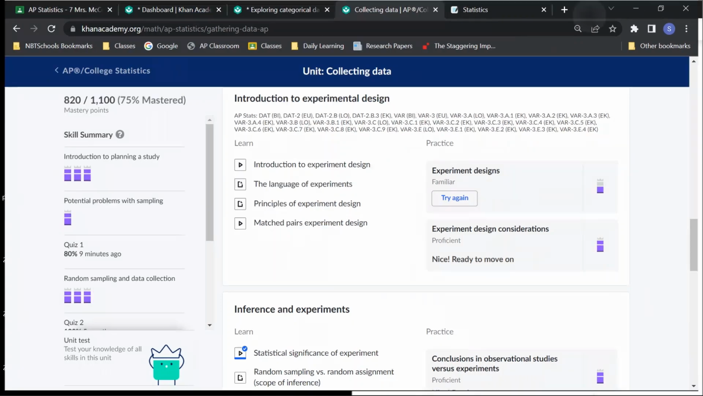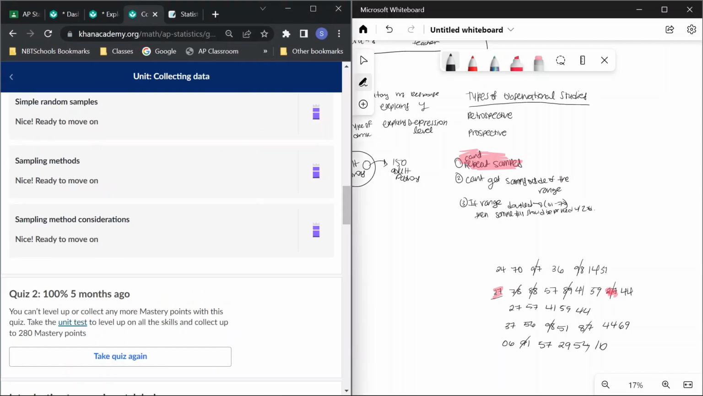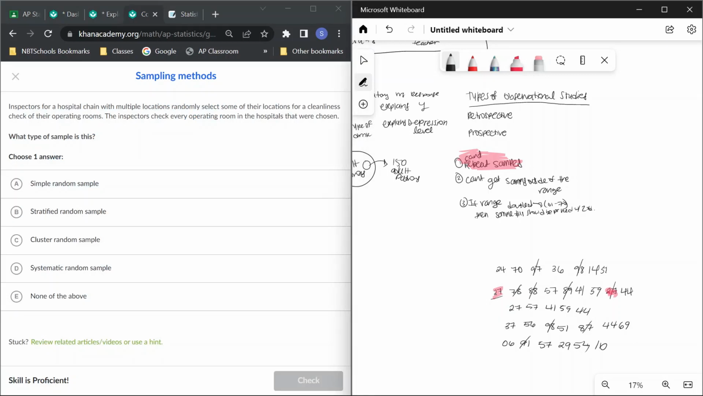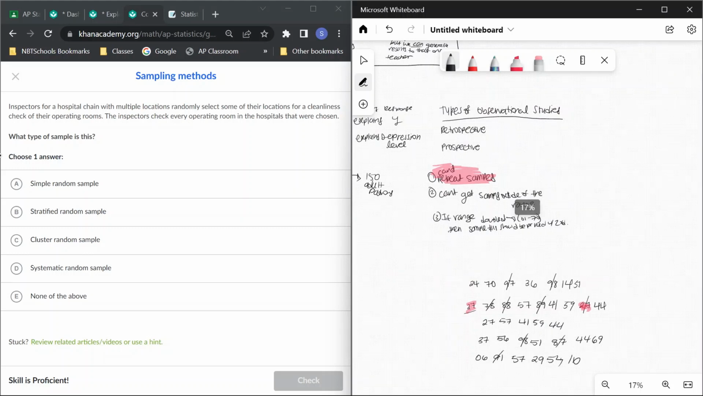Okay, sampling methods. This is the one that I wanted. I want to go over sampling methods. So this is when performing an SRS.